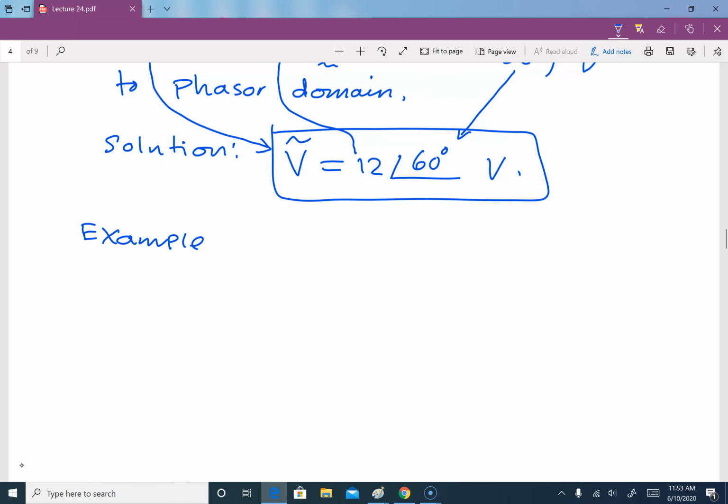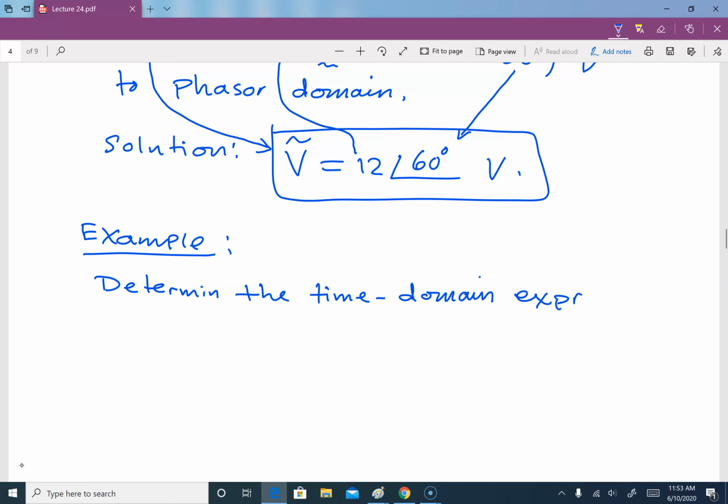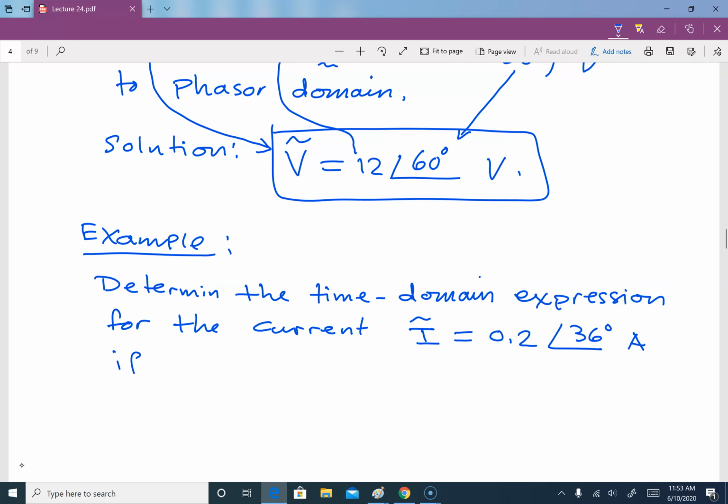Let us take another example. Determine the time domain expression for the current I, which is phasor I, is equal to 0.2 with angle 36 degrees ampere, if the operating frequency is 60 Hertz.